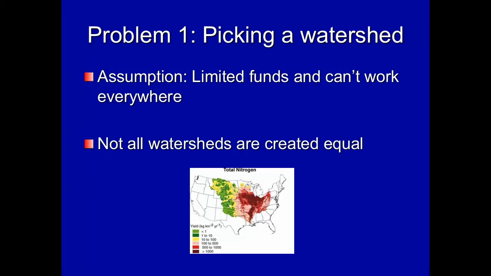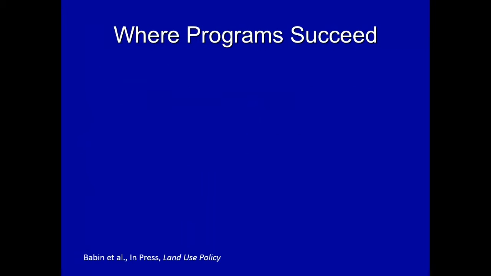What we have tried to do is try to understand where programs are more or less successful, socially speaking. Some of the criteria are watershed projects tend to be more successful when there's paid watershed staff. When you have active conservation groups in the watershed, so groups like Pheasants Forever, Ducks Unlimited, any kind of conservation group that's bringing people together.